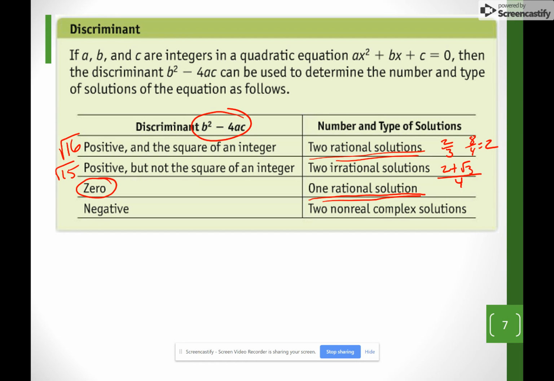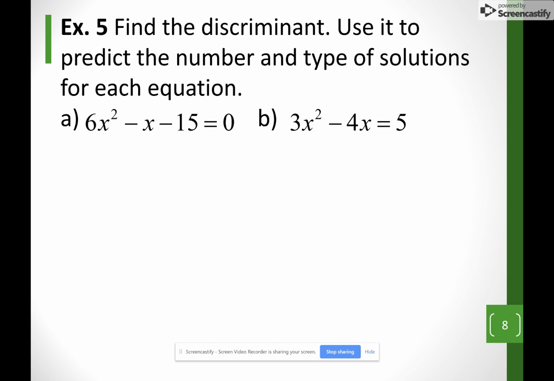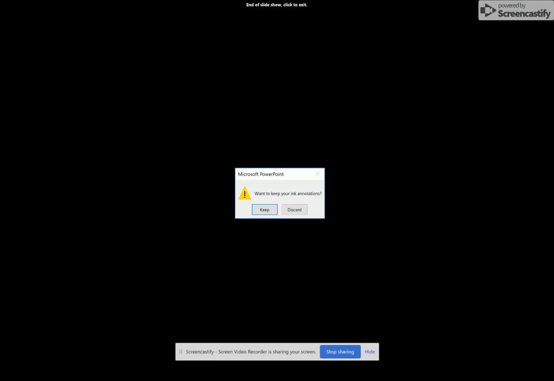Now, if my square root is a negative, which we just saw, I'm going to get 2 non-real complex solutions. So that means I'm going to have an i somewhere in there. All right, let's take a look at the discriminant. Here it says find the discriminant. Use it to predict the number and type of solutions for each equation. Let me remember my discriminant: B squared minus 4ac. I see here my A is 6, my B is negative 1, and my C is negative 15. So I'm doing B squared minus 4ac.